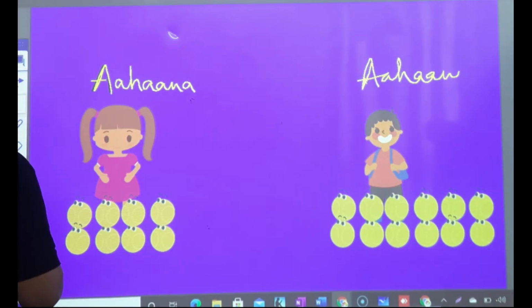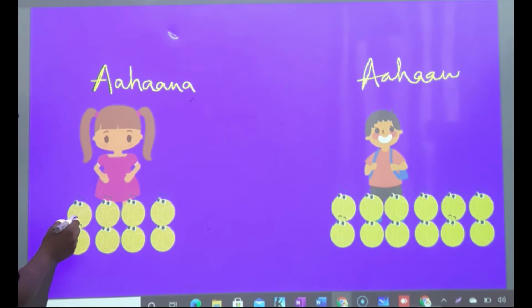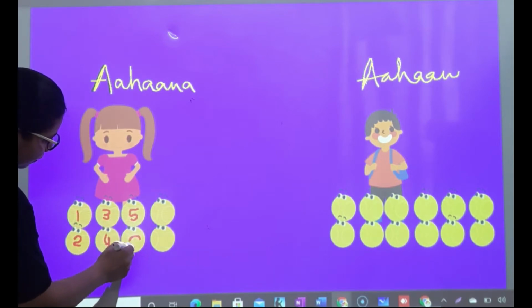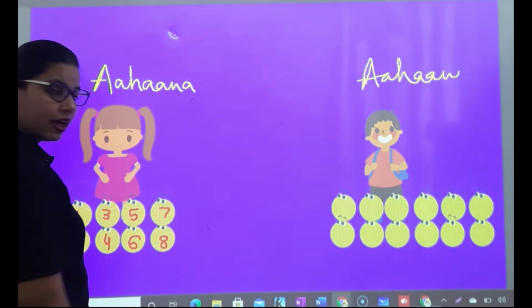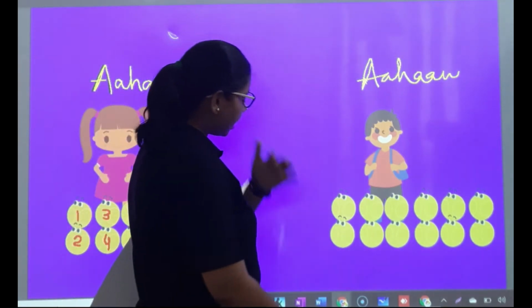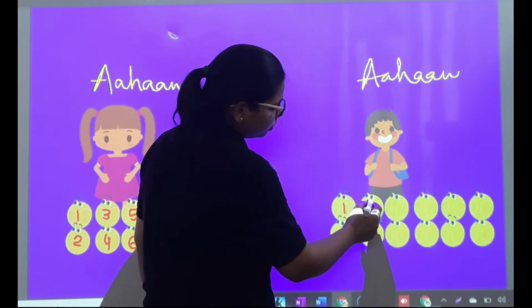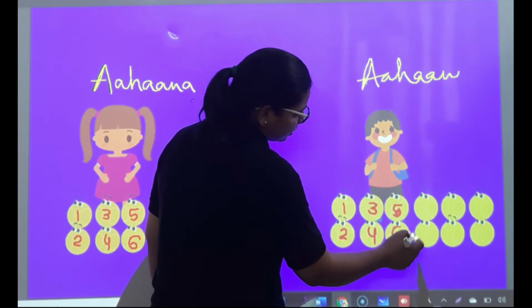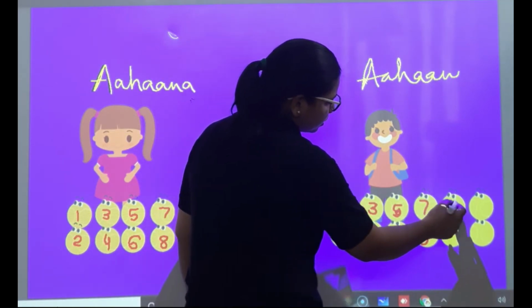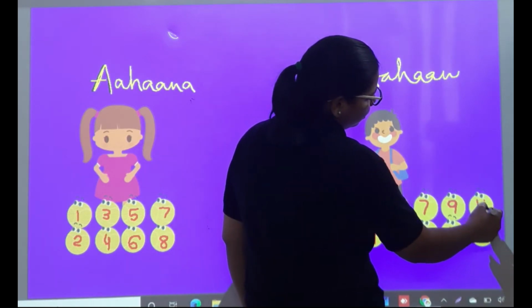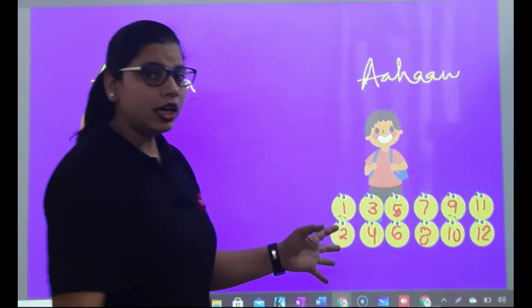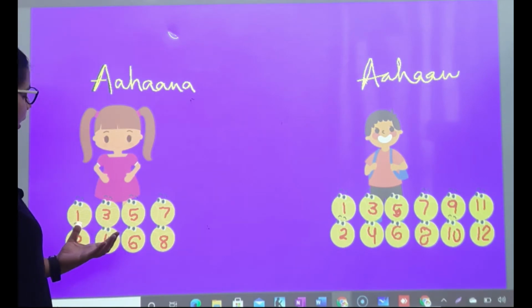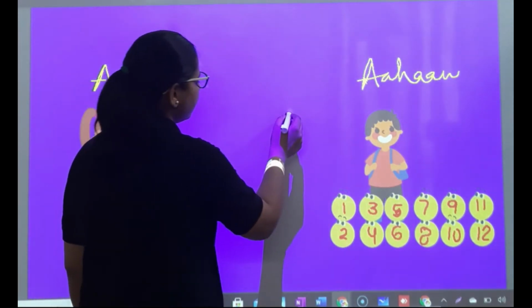So how do we do so? We will count 1, 2, 3, 4, 5, 6, 7, 8. Right, bacha? Here we will count 1, 2, 3, 4, 5, 6, 7, 8, 9, 10, 11 and 12. He has 12 balls and Ahana has only 8 balls. So who is having more balls?